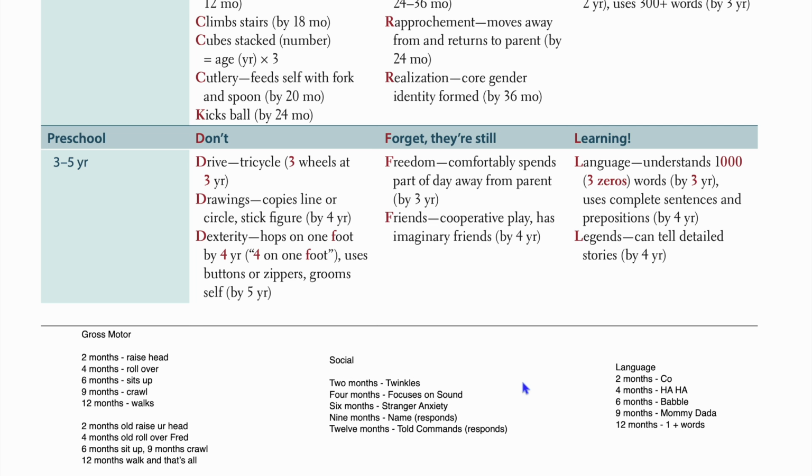Okay, so gross motor: 2 months old, raise your head. 4 months old, roll over, Fred. 6 months sit up, 9 months crawl. 12 months walk, and that's all.